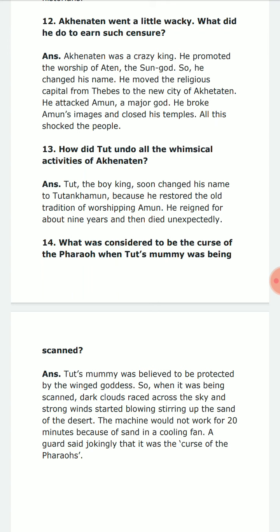It will be like this: Akhenaten was a crazy king. I already told you that he was a dictator also, and he destroyed the temples of Amun. That part also you know very well. He promoted the worship of Aten, the sun god. So he changed his name, just like Tut was a follower of Amun. So from Tutankhaten, he became Tutankhamun. His father also changed his name because his father was a follower of Aten, and Aten was the sun god.